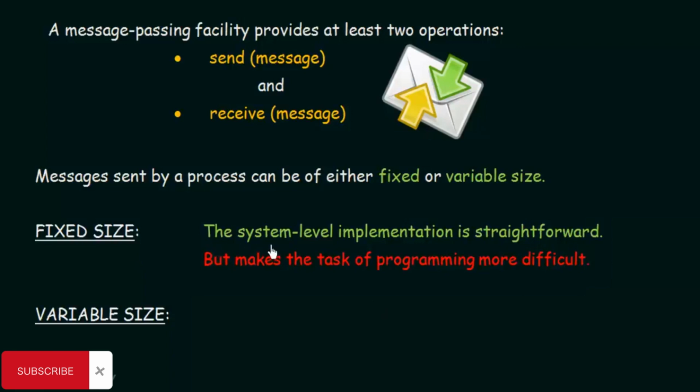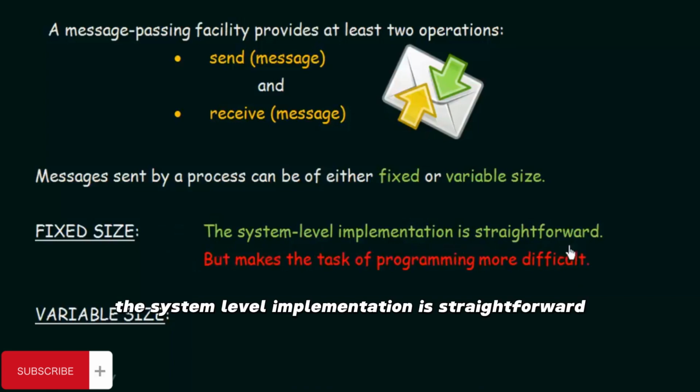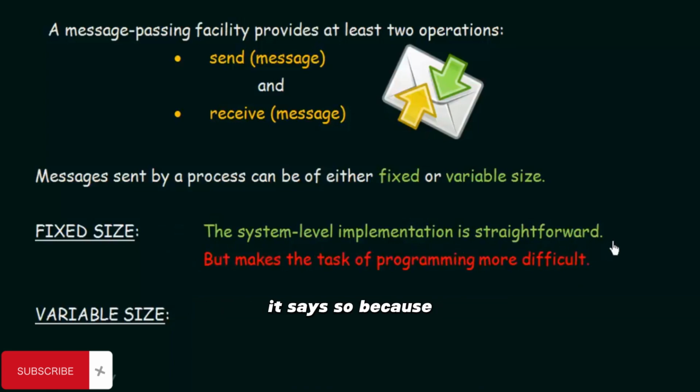So in fixed size, the system-level implementation is straightforward, but makes the task of programming more difficult. Now, why do we say this? In fixed size, it says that the system-level implementation is straightforward. It says so because if you are going to implement a fixed size system, the system-level implementation is easy, or it is not very difficult.